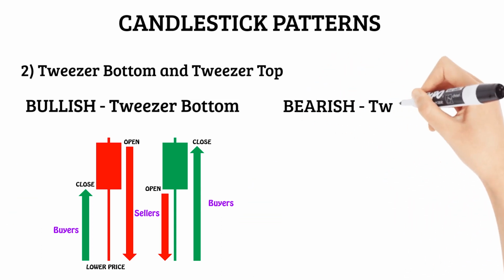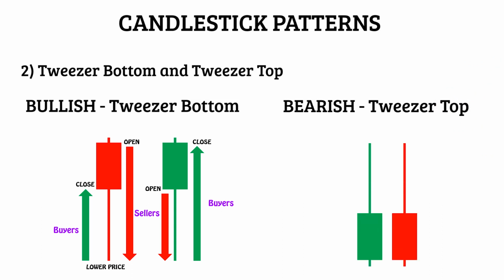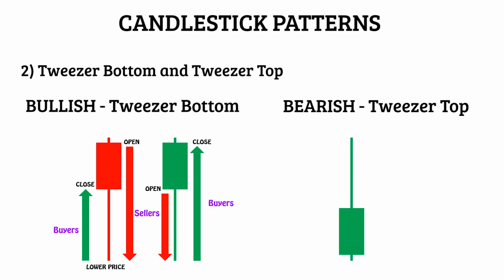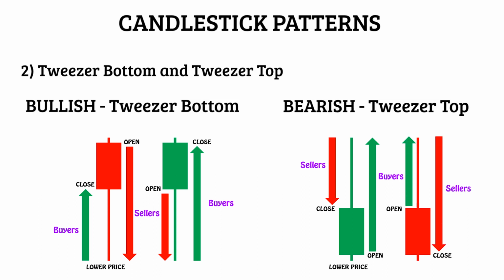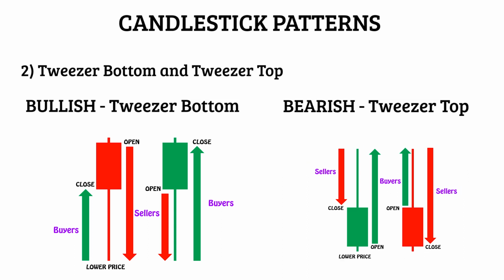A tweezer top is the opposite of the tweezer bottom candlestick pattern. On the first candle of a tweezer top, the buyers pushed the price higher and after that there was some selling pressure. On the second candle, the buyers again tried to push the price higher but sellers dominated and pushed the price lower than the opening price. In short, a tweezer top tells you that there is more selling pressure than buying pressure in the market.